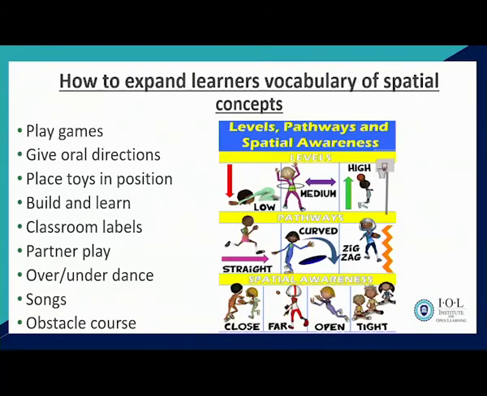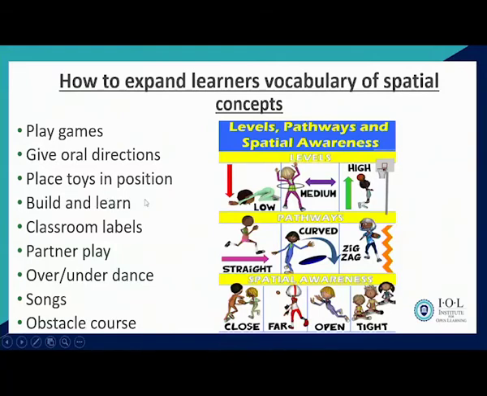Now, how do I expand learners' vocabulary of spatial concepts? I play games. I give oral directions, like in the example here. This is how I expand my learners' vocabulary. I say go low. This is of medium height. This is high. Run straight. Run zigzag. Come close. Go far. So it's oral directions. Place toys in position. For instance, go fetch the doll on the table.